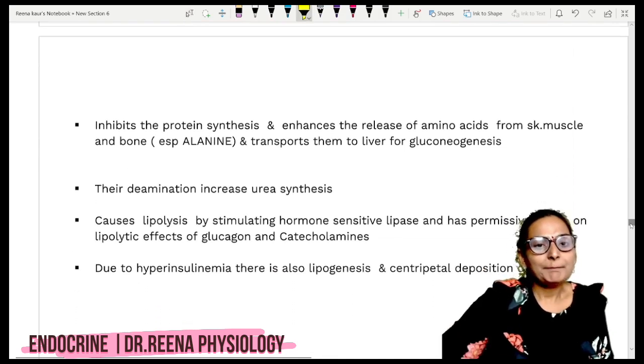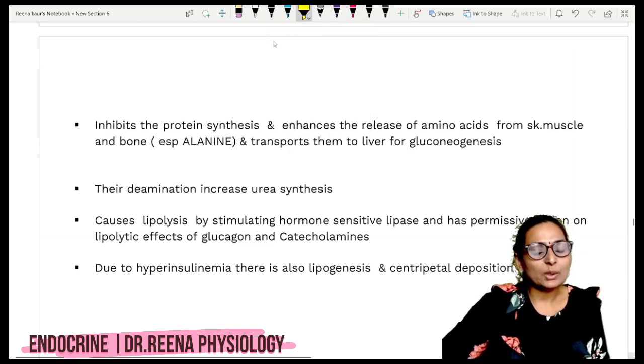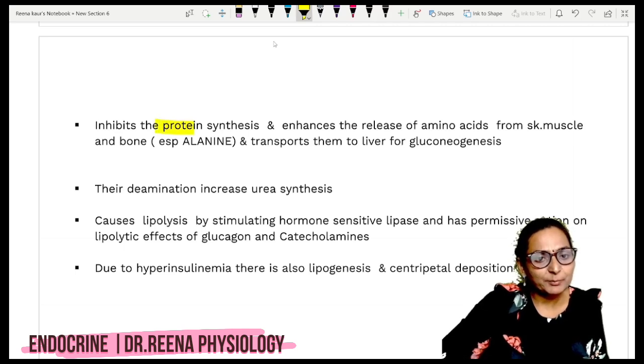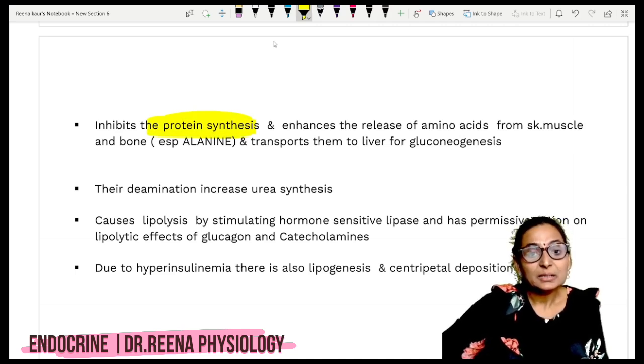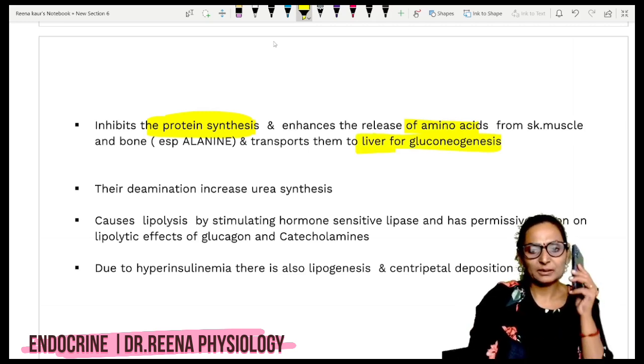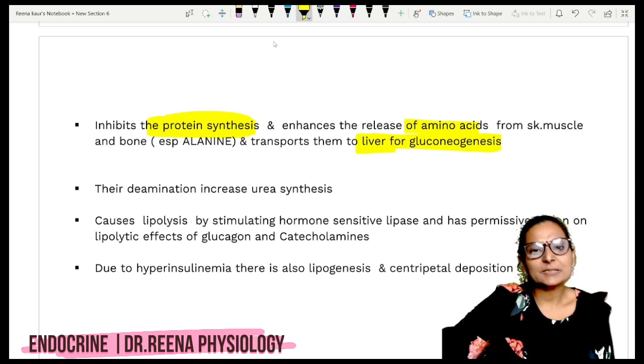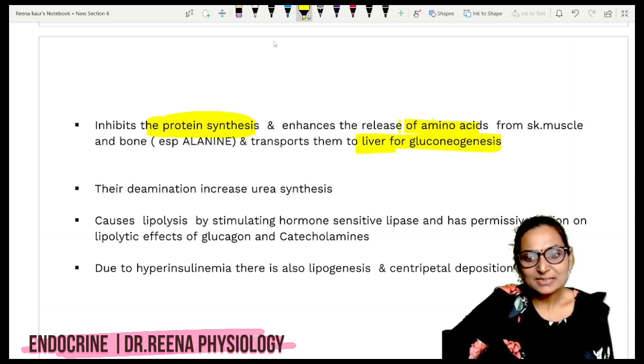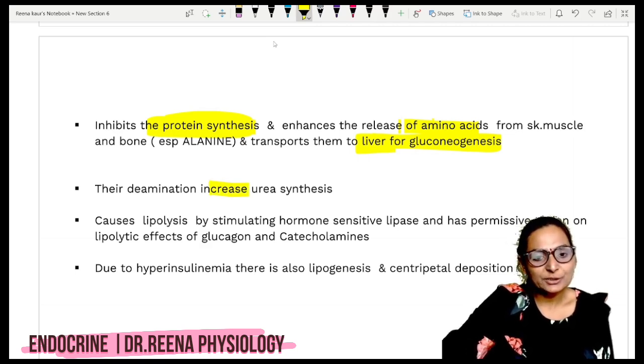Apart from your glucose, it has an effect on proteins. It is basically inhibiting protein synthesis. And it wants to release the amino acids so that you can use them for gluconeogenesis. So it inhibits protein synthesis and the release of amino acids from the skeletal muscles, because they can be used for gluconeogenesis. It increases the urea synthesis.